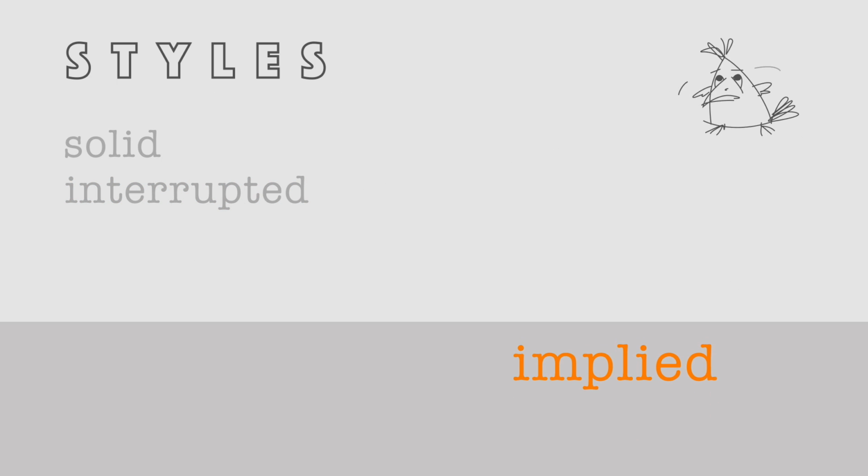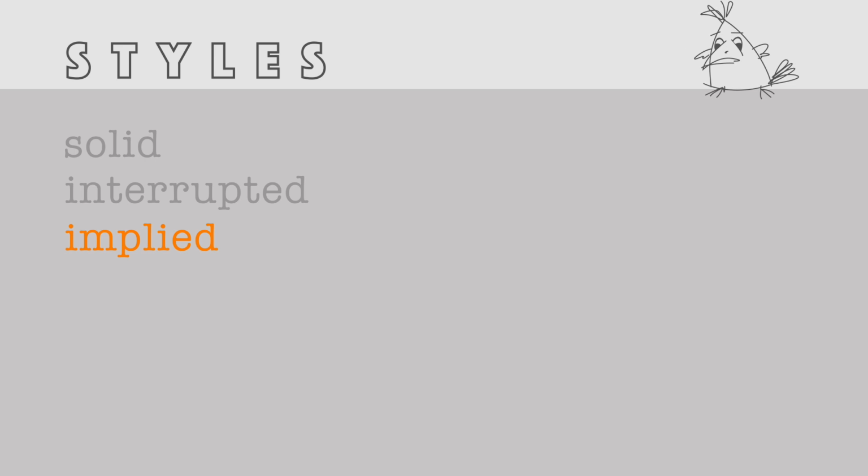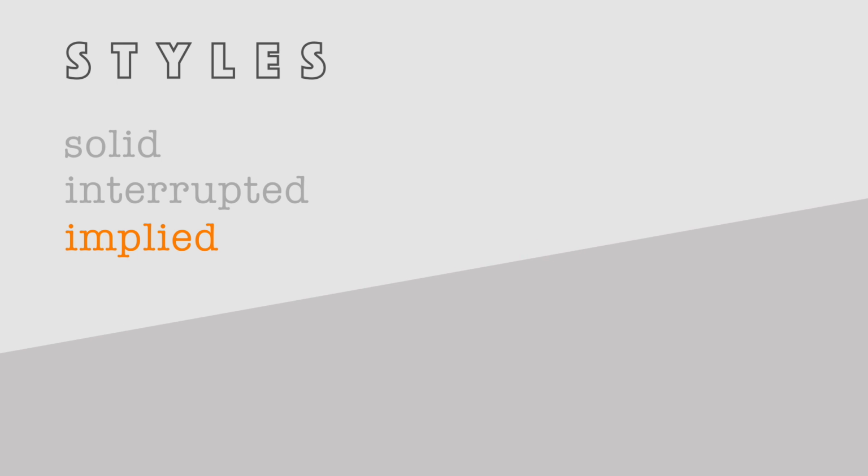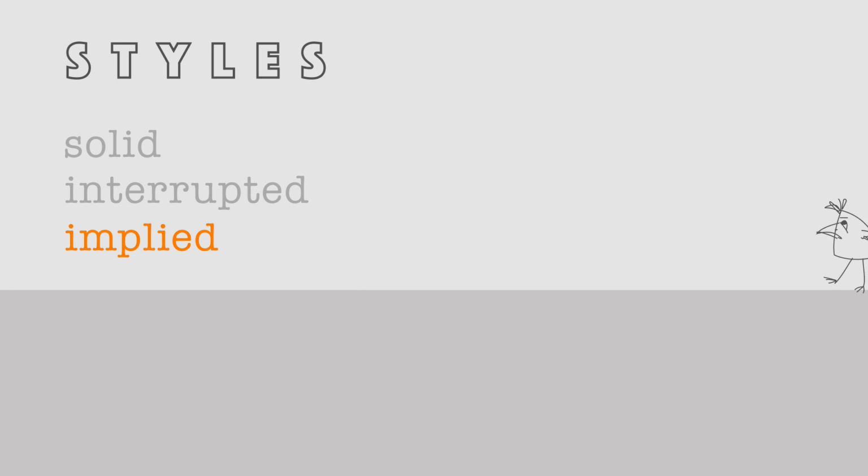Next, implied lines are the lines you assume. These lines are not actually drawn, but you can see them as a border between other elements, or a sudden change in their characteristics. A good example would be horizon line. It's not there, but you see it.